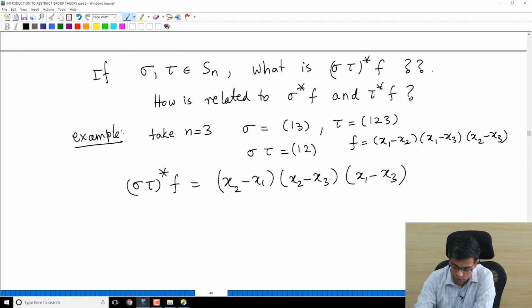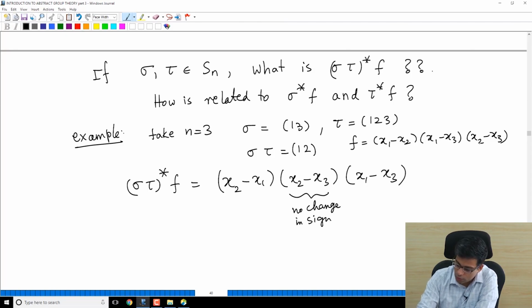So 1 goes to 2 and 2 goes to 1. So the first one changes sign. The second one, 1 goes to 2, 3 goes to 3, so x2 minus x3. This does not change sign. No change of sign. Here x2 goes to 1 and 3 goes to 3, so here also no change in sign. Right? And in the first one, change in sign.